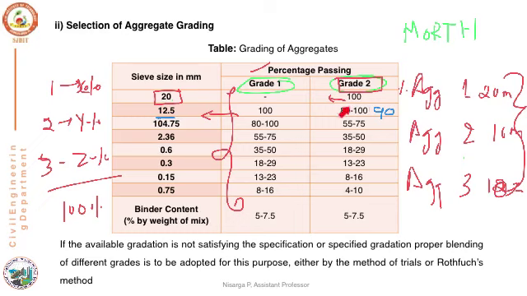In the previous chart, we have the 90% pass. The 90% pass corresponds to 12.5 mm. Similarly, when you check the next size, we will have 55 to 75. So the average of it will be 65%. 65% corresponds to, I'm sorry, there's a mistake. It corresponds to 10.75 mm.